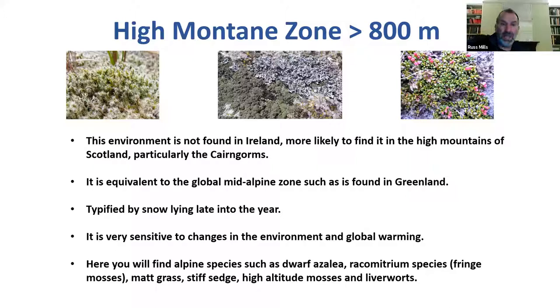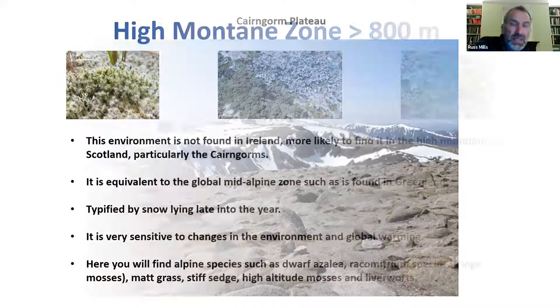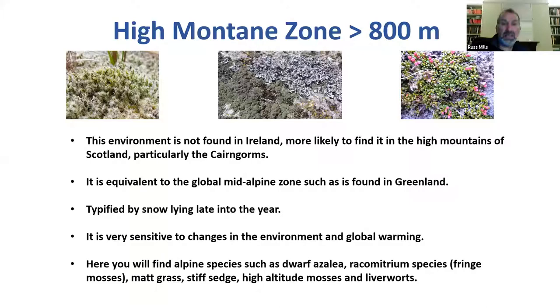It's equivalent to the global mid-alpine zone. There are different gradings on the global scale, and the mid-alpine zone is similar to what we find in Greenland. This zone is typified by snow lying very late into the year, so you've got snow fields quite late. It's very sensitive to environmental changes and global warming for obvious reasons. In this environment, you'll find dwarf azaleas, Racomitrium mosses, mat grass, sedges, high altitude mosses, liverworts, and lichens.